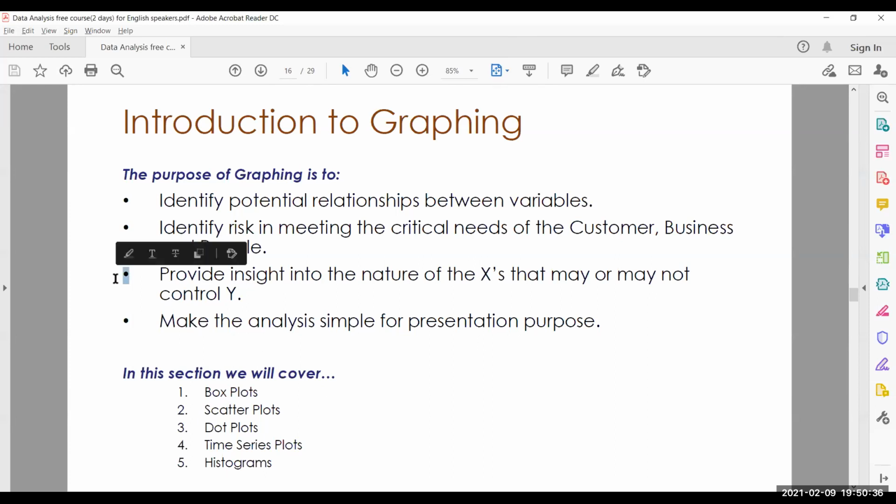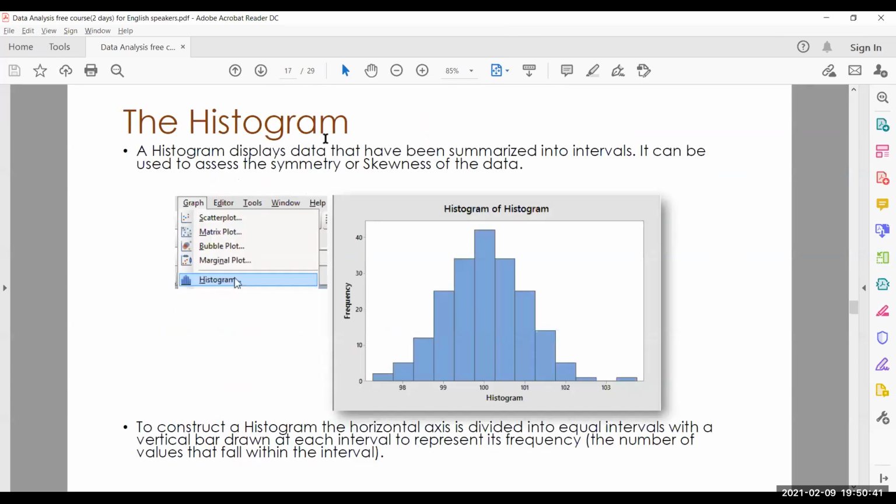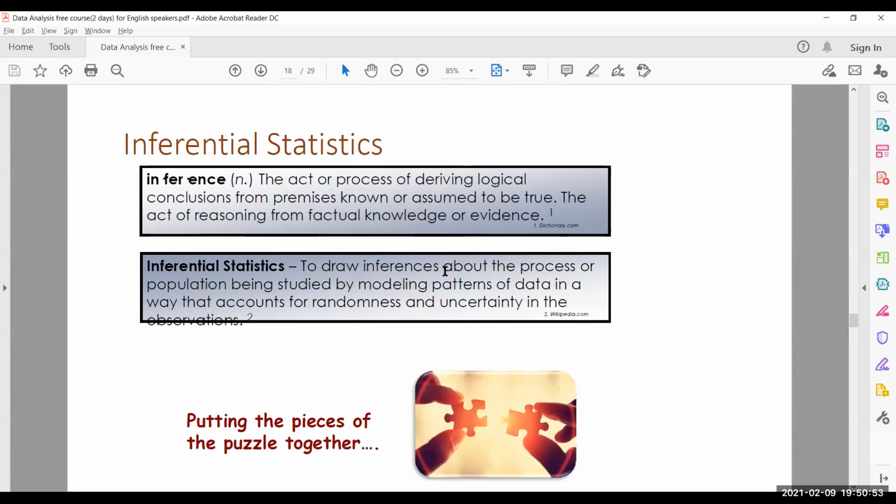And I think that most of you are aware of the histogram, for example. This is the histogram, one of the graphs we are covering. And as long as most of you are working in quality, for sure you know what a histogram is. I don't need to go through it.